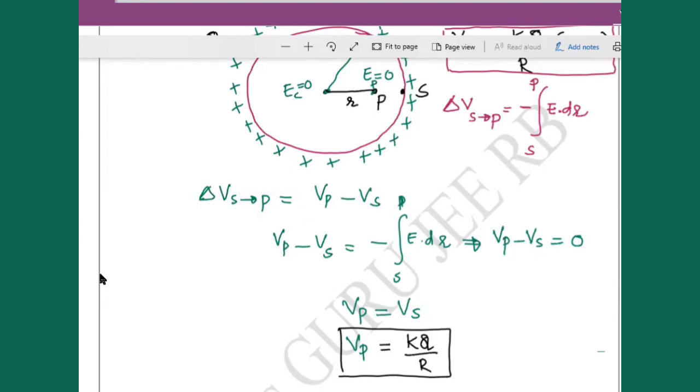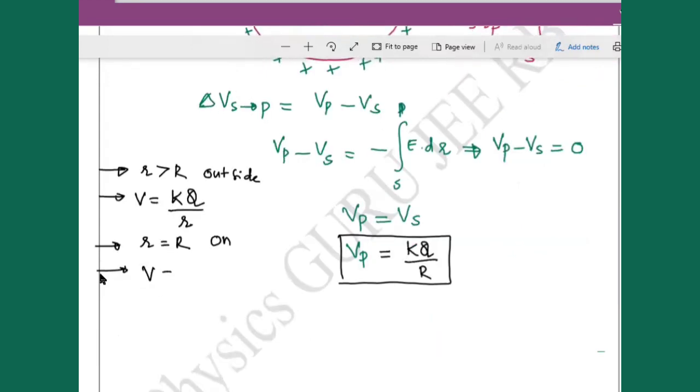Is it clear? First point, what you have to note: r is greater than R, the potential at P is equal to KQ divided by small r. Next, if r is equal to R, on the surface, V is equal to KQ divided by capital R. Am I right? KQ divided by capital R.